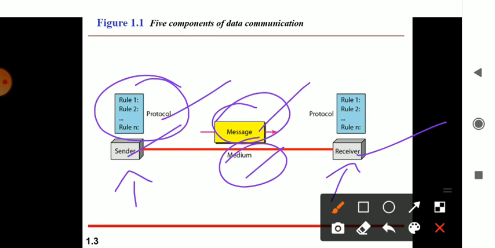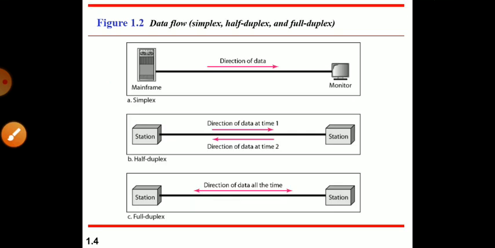Remember the five components in data communication: protocol, the sender, the message, the medium and the receiver. All these are the five components of data communication. I have dealt with this part earlier as well. Now the modes of communication: how the information is transmitted, how it is sent from one end to another, and what methods are used to send and receive it.